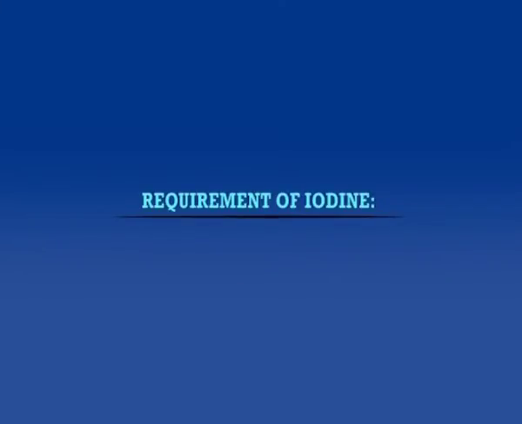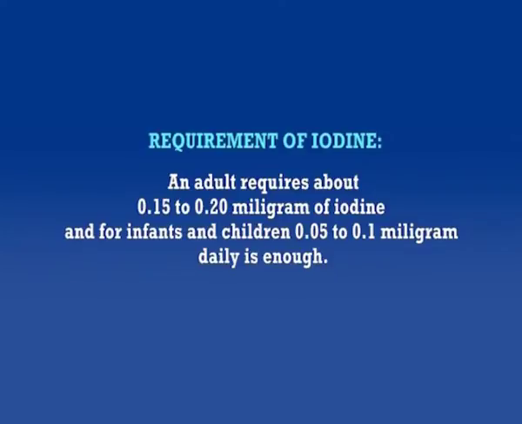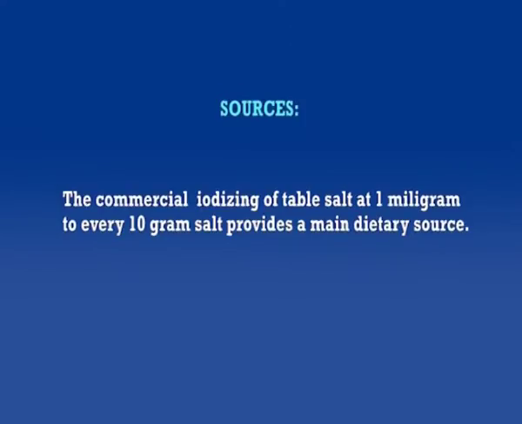Requirement of iodine. An adult requires about 0.15 to 0.20 milligrams of iodine, and for infants and children, 0.05 to 0.1 milligram daily is enough. We'll see the sources of iodine. Seafood provides a considerable amount of iodine. The quantity in natural sources varies widely depending on the iodine content of the soil and iodine compounds used in food processing. The commercial iodizing of table salt at 1 milligram to every 10 grams of salt provides a main dietary source.